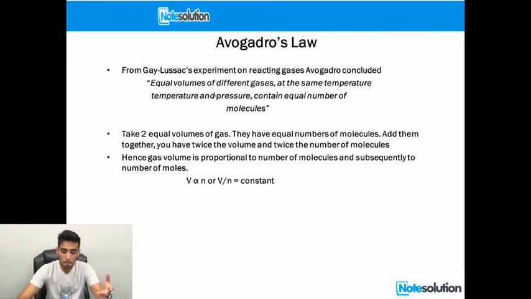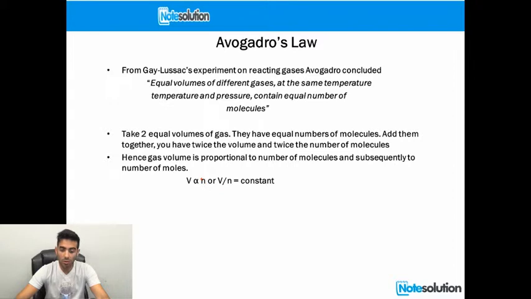So let's say you take two equal volumes of gases. They have an equal number of molecules if the temperature and the pressure of those two gases are the same. If they are present in the same conditions, then of course they will contain the same number of molecules. If you add them together, you have twice the volume and twice the number of molecules. All you have to know is that when the temperature and pressure are constant and you have equal volumes of different gases, then you will have the same number of molecules for those gases.